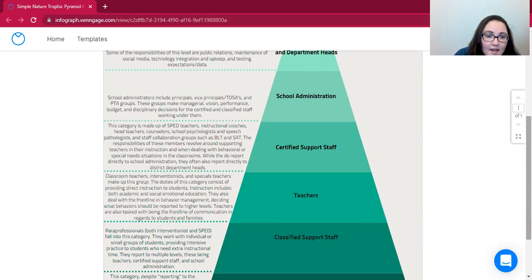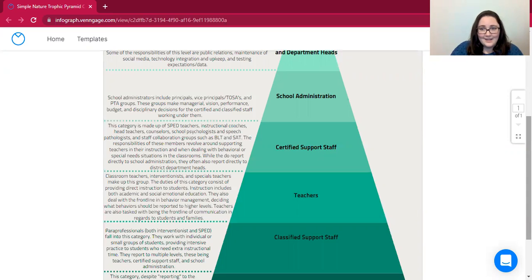Next is teachers, and this is made up of obviously classroom teachers and special teachers, but also I would say interventionists, as that function at a similar level. The head interventionists function at a similar level as teachers in my district. And the duties of this category consist of providing direct instruction to students. And this includes both academic and social emotional education. They also deal with the frontline and behavioral management and deciding which behavior should be reported to higher levels.